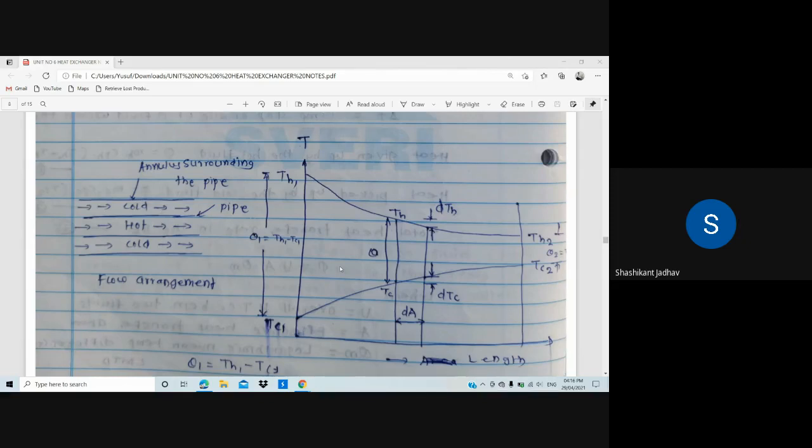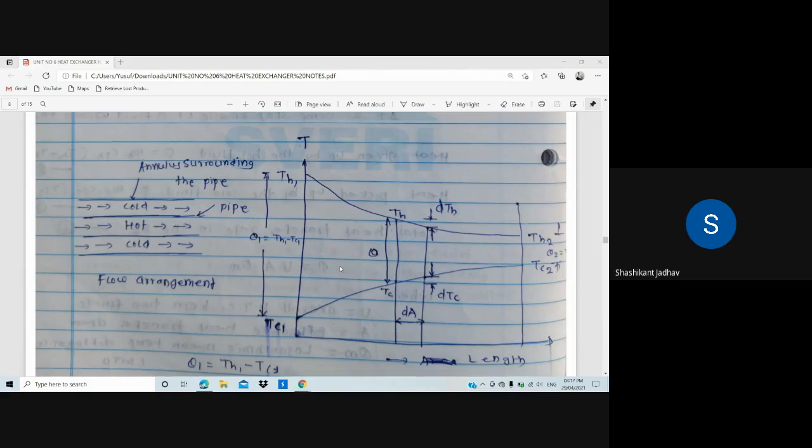Then what will the difference between TH1 and TC1 be? It will be θ1. So θ1 is equal to TH1 minus TC1. And at the right hand side, what is the temperature difference between TH2 and TC2? That is θ2. Theta 2 will be the temperature difference between TH2 and TC2.